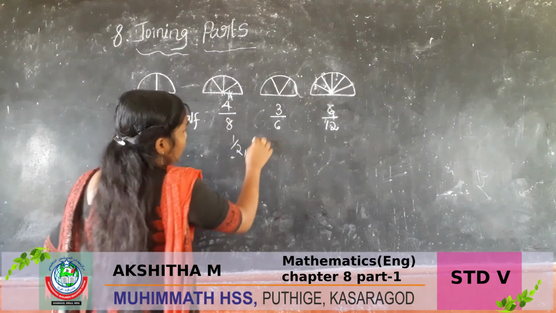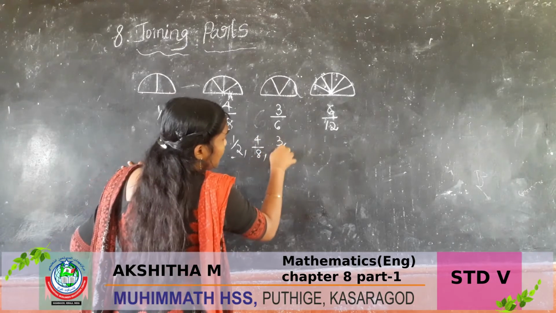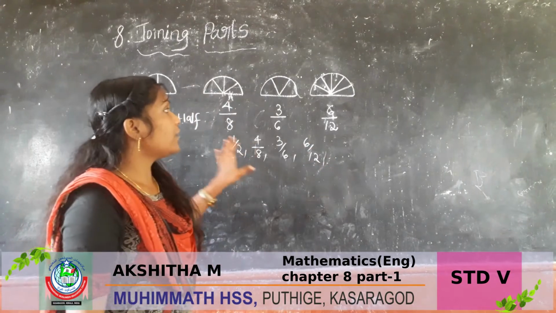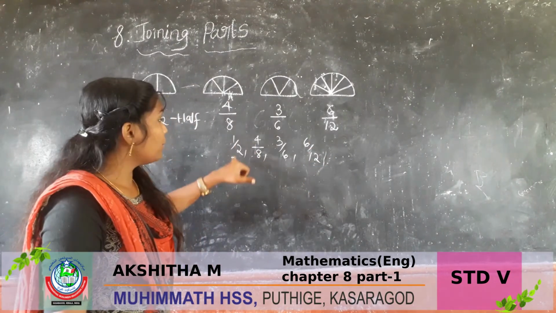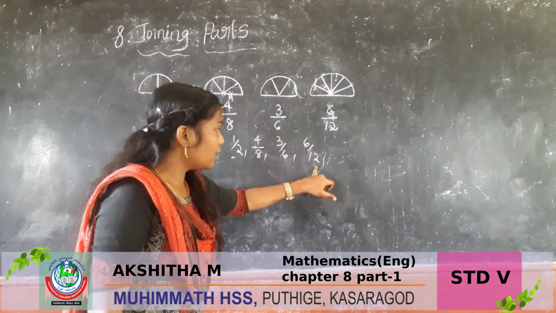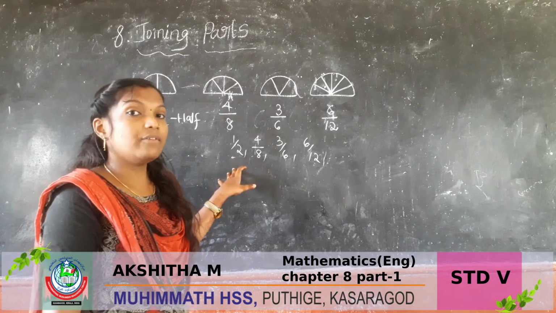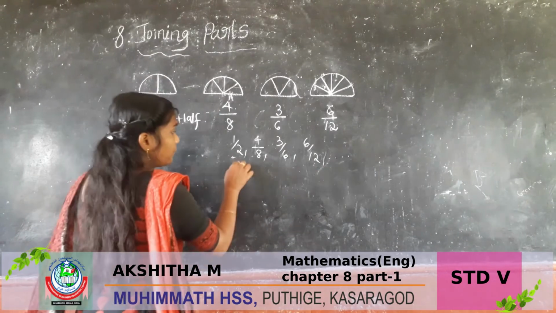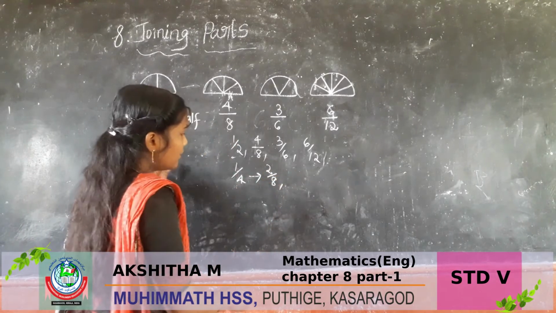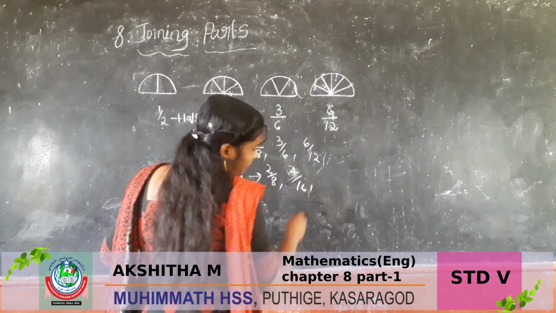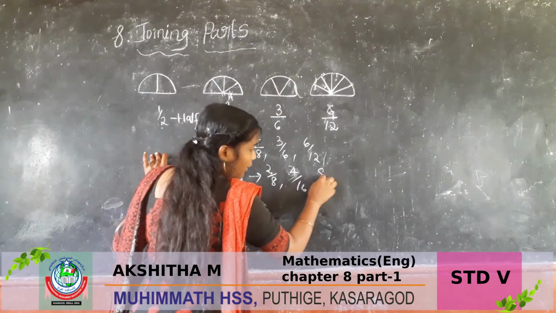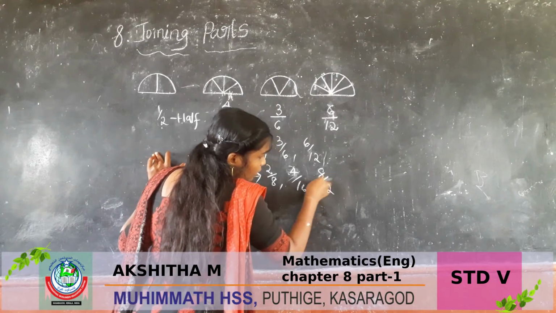So, 1 by 2, 4 by 8, 3 by 6, 6 by 12. These are the different forms of 1 by 2. 1 by 2 we can write as 4 by 8, 3 by 6, 6 by 12, and so on. Let us see the different forms of 1 by 4. 1 by 4 we can write as 2 by 8, 4 by 16, 8 by 32 and so on.